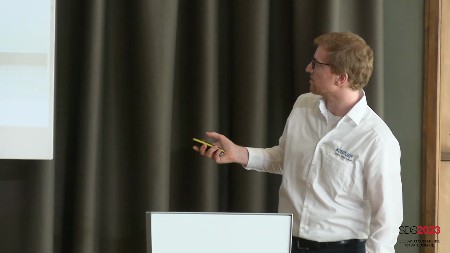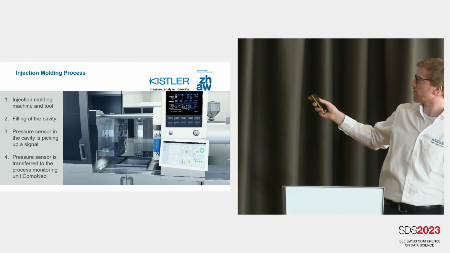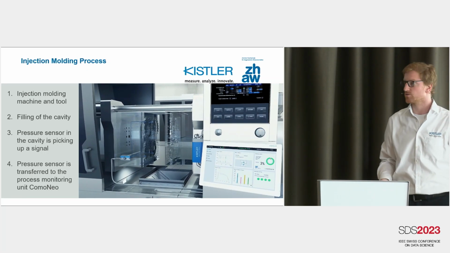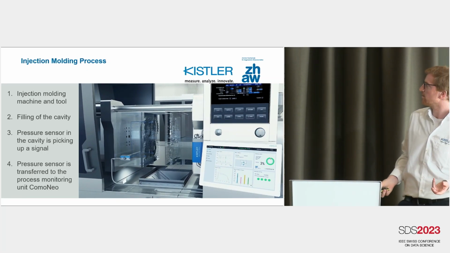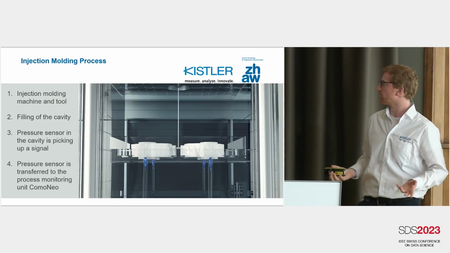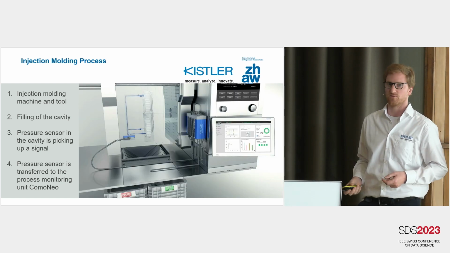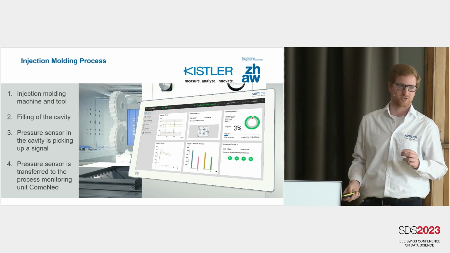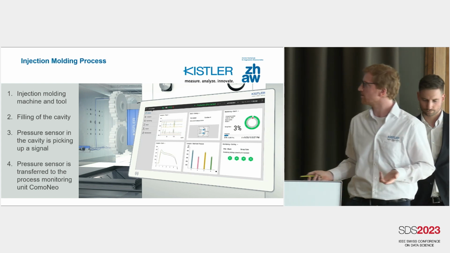This is a video showing how injection molding processes work. You have molten plastic, which gets injected into a mold where it cools down and becomes hard, and it is ejected from the mold. Very easy, but actually quite a complicated process.